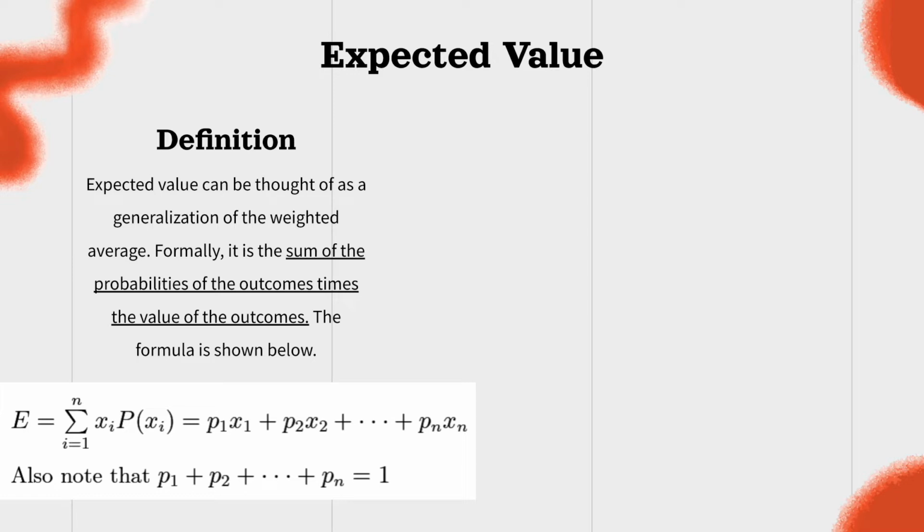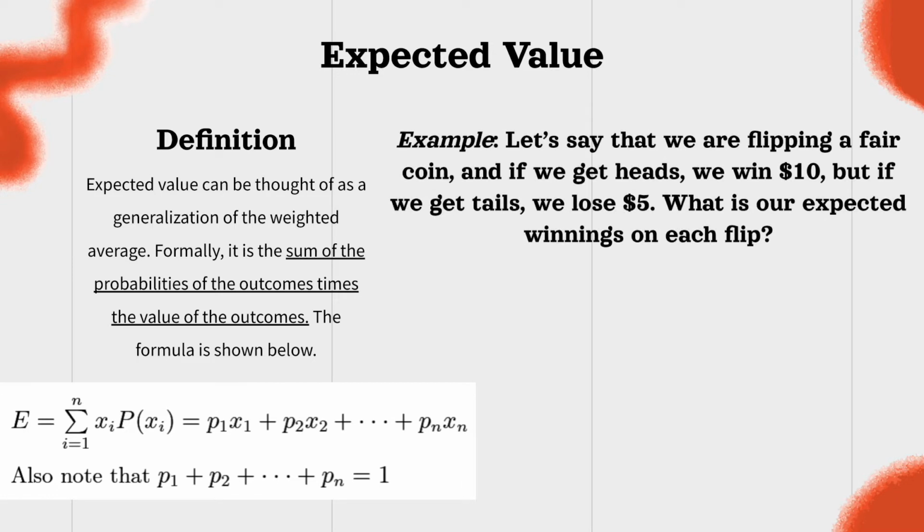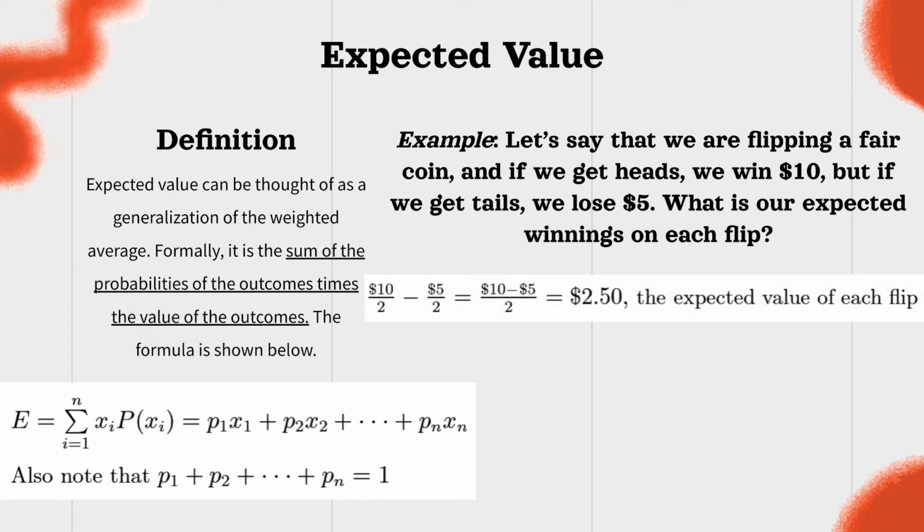This formula looks more complicated than it seems. Let's look at a simple example to get a feel for it. Let's say that we are flipping a fair coin, and if we get heads, we win $10, but if we get tails, we lose $5. What is our expected winnings on each flip? Well, let's apply our formula. The probability of flipping a heads is 1/2 times our winnings $10 plus the probability of flipping a tails 1/2 times our winnings, which in this case is actually negative $5. This would give us $2.50, the expected value of each flip.